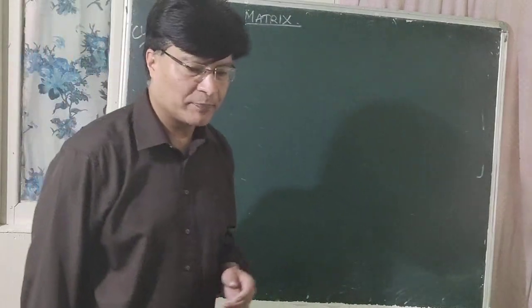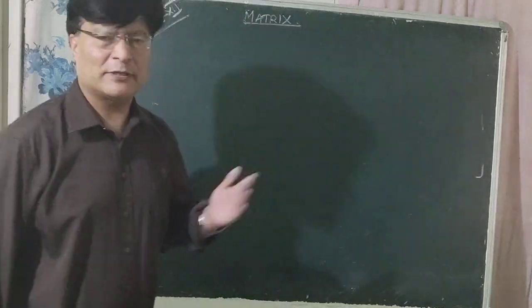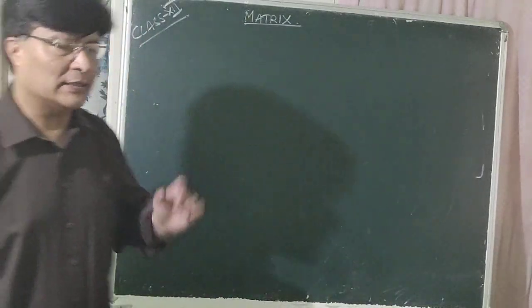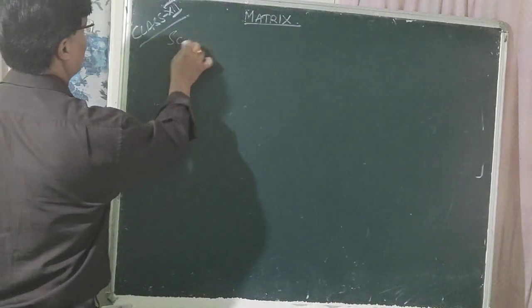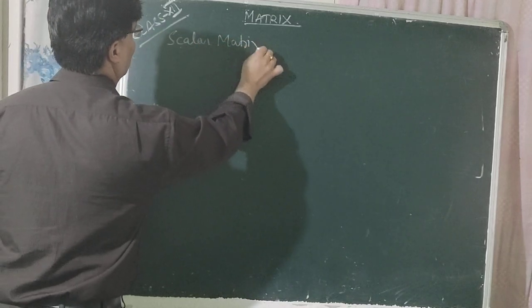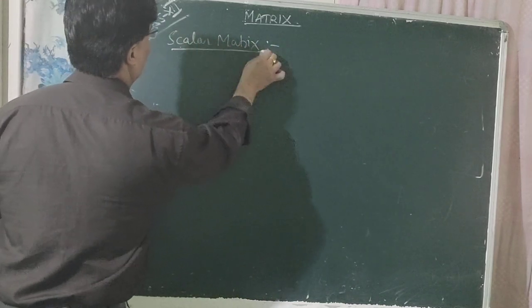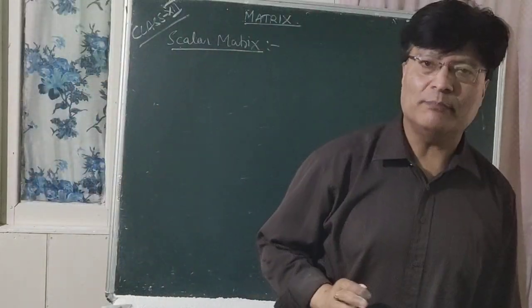We discussed that. In the first class I left some definitions out. I forgot to tell you about the scalar matrix. So let us discuss the scalar matrix today. What do you mean by scalar matrix? What is meant by scalar matrix?